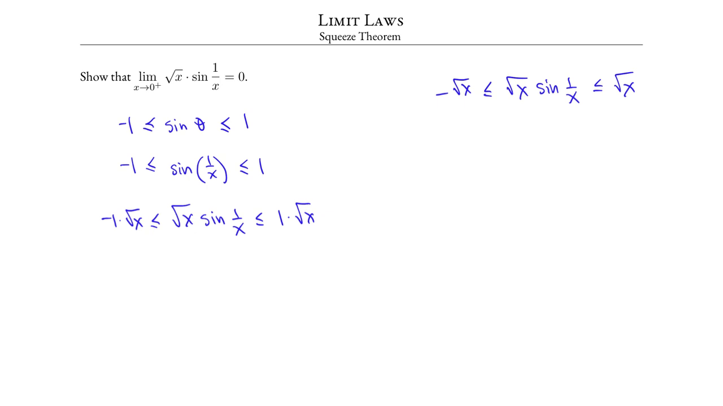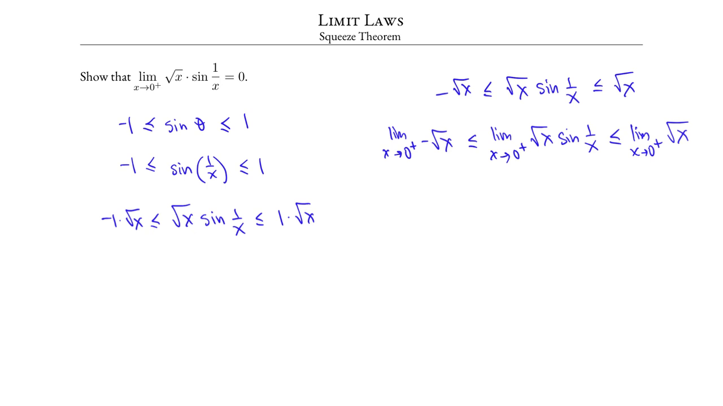Now there's only one thing for us to do here. We simply put the limit in front of each of these parts. The limit as x goes to 0 from the right-hand side of negative square root of x is therefore less than or equal to the limit as x goes to 0 from the right-hand side of the square root of x times sine of 1 over x, less than or equal to the limit as x goes to 0 from the right-hand side of the square root of x.